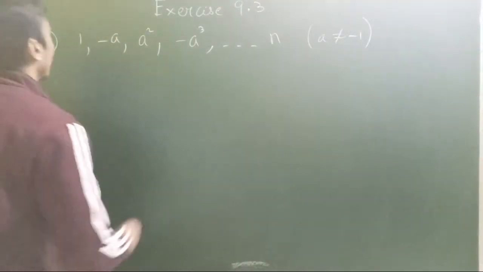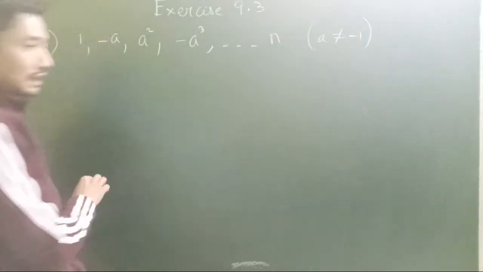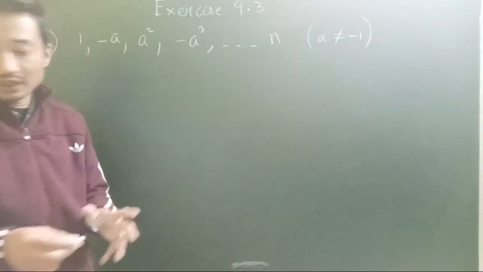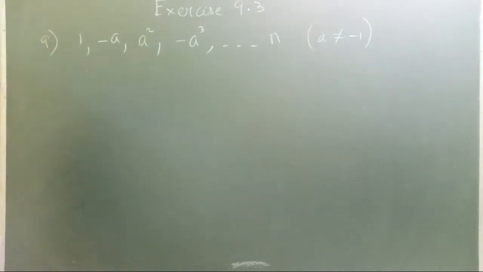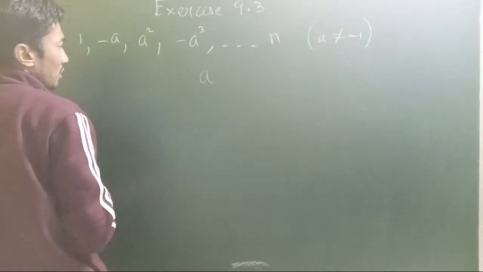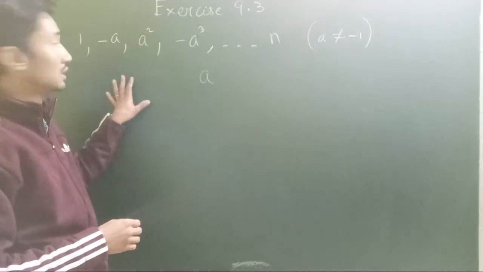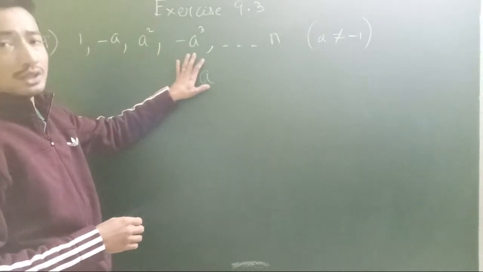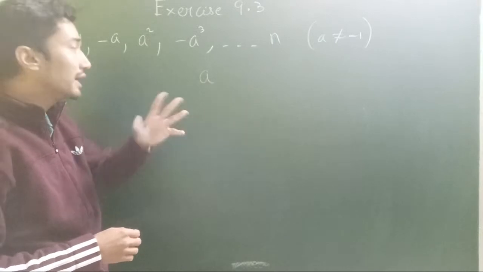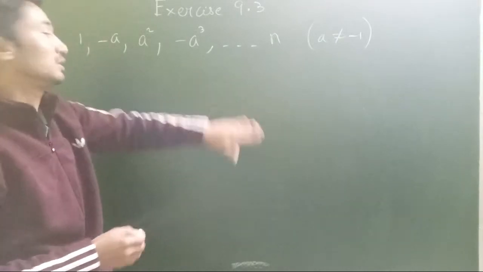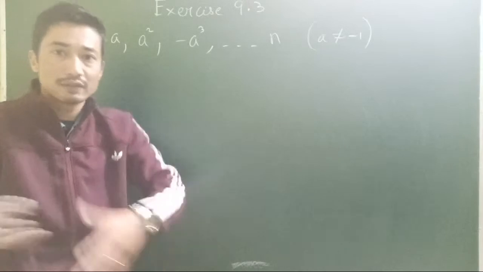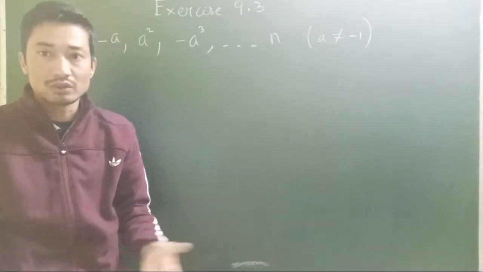Alright, so what is the first term here? 1. But generally we denote the first term by a. But when we have the letter a in the progression, it's wise for us not to denote the first term with a. You use some other letters. Who told you anything about letters? You can use any letter that you want. That's just given in the textbook. You can use other letters also.